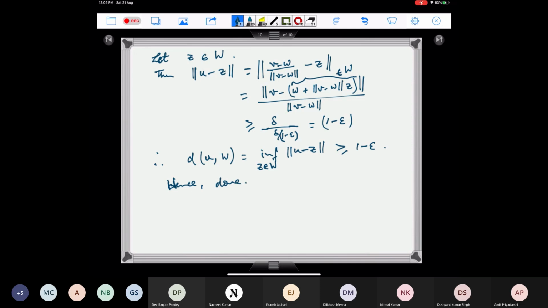Okay, so I'll stop here. Next class, I'll prove using this Riesz lemma that the closed unit ball being compact will imply that the space is finite dimensional.